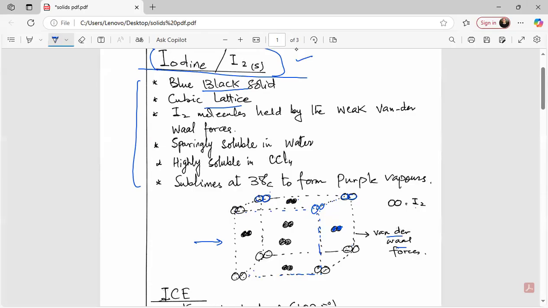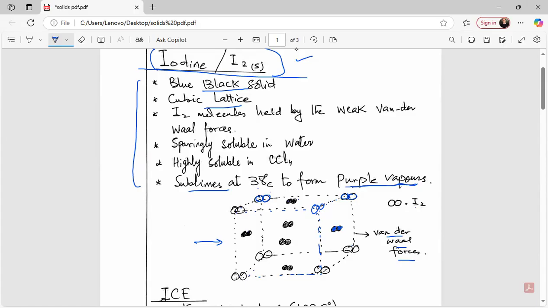You have to practice this a little. In recent papers we don't see sketching of lattices a lot. In slightly older papers it used to come. But these points that I've written are really important. They will help you in MCQs. It's a solid that sublimes easily because the lattice is held by weak van der Waals forces. So when you heat it, the forces break, and the vapors of iodine formed are purple.